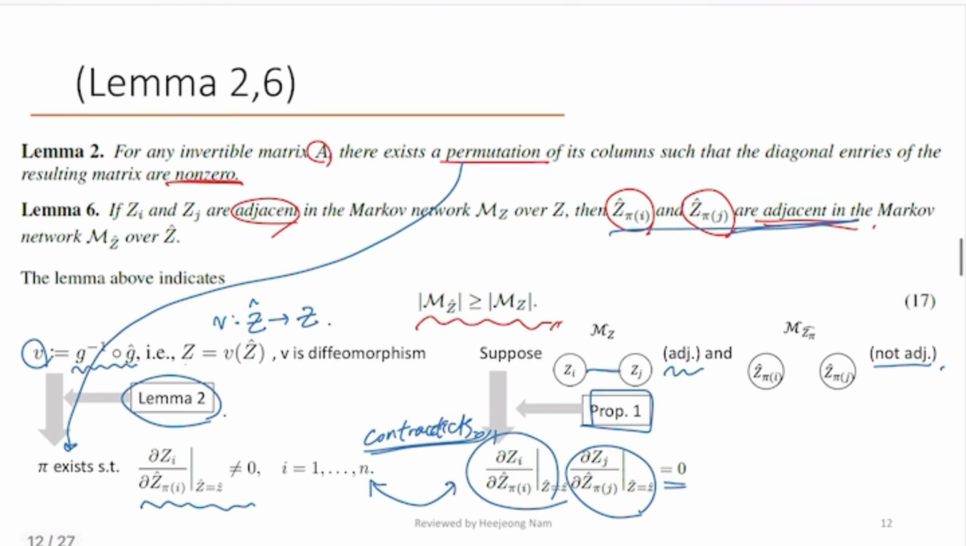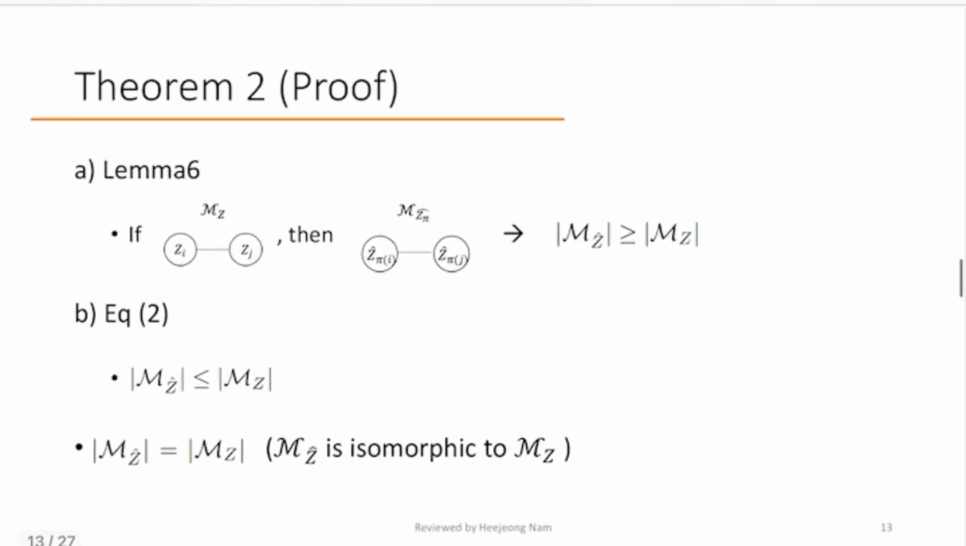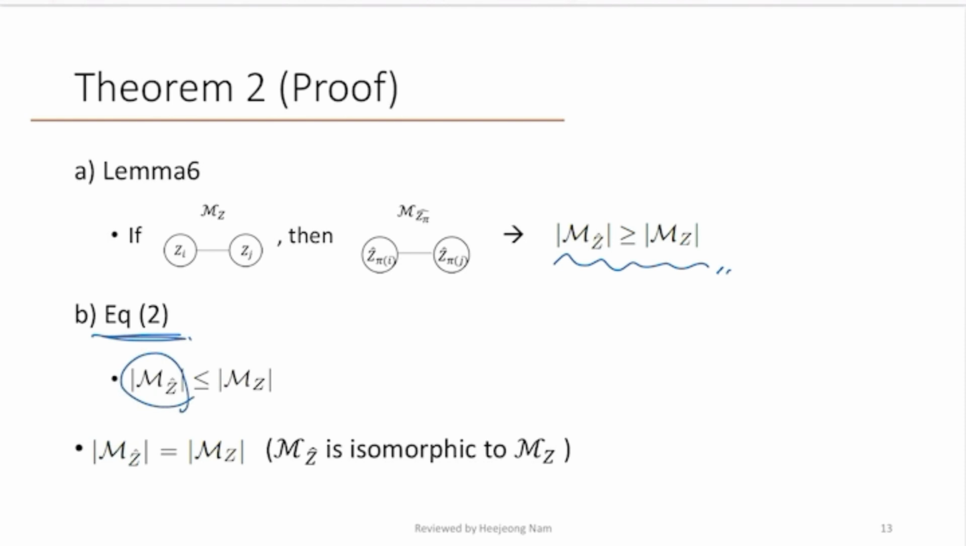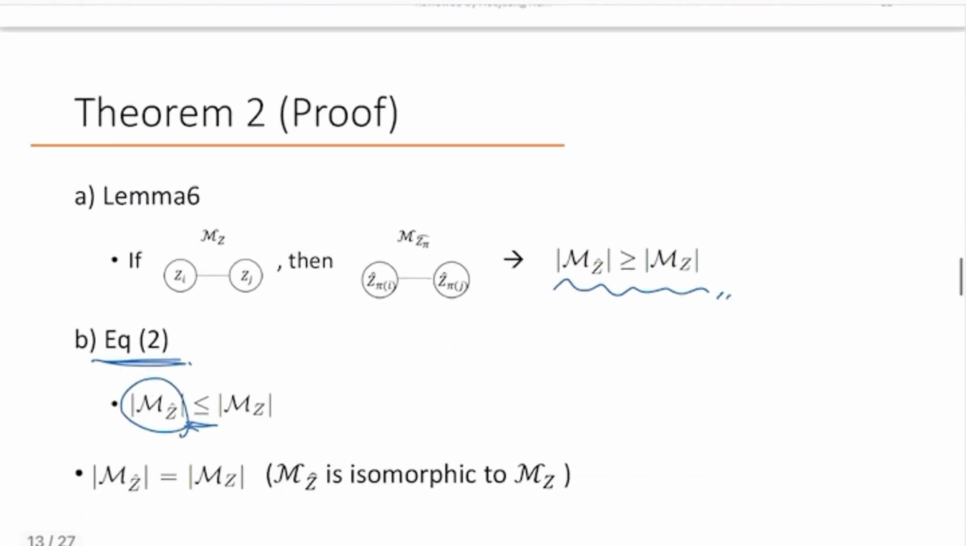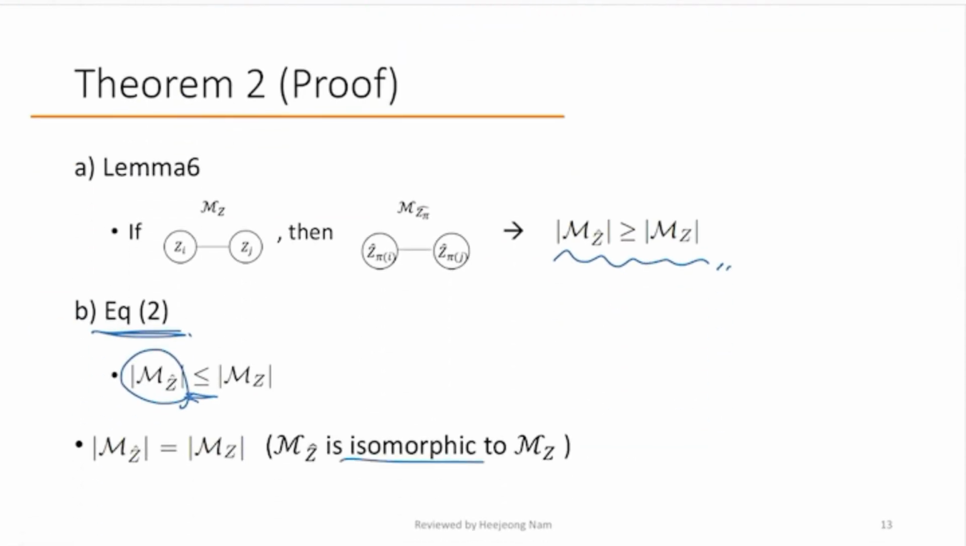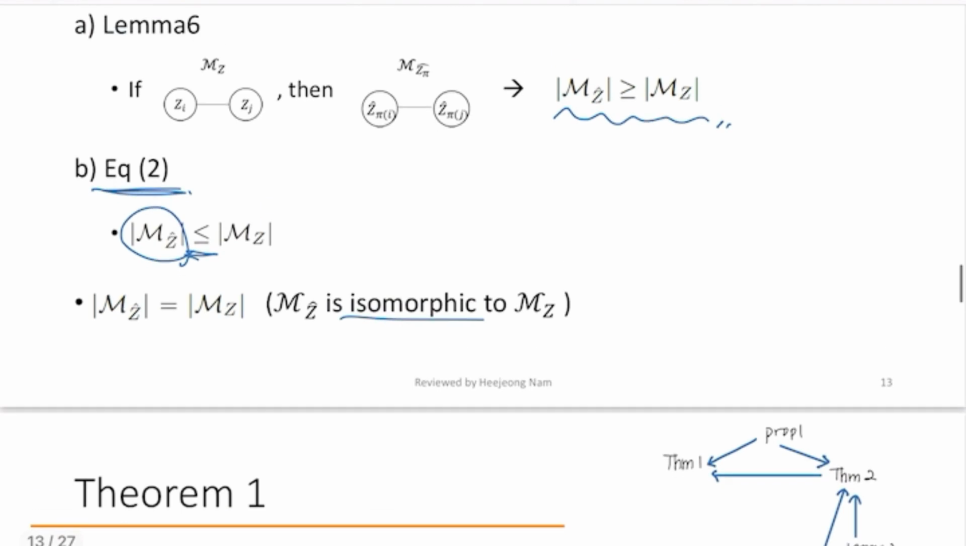And in the next slide, here we talk about the number of edges. As I said before, because of lemma 6, the number of edges in the learned Markov network is always greater than or equal to the number of edges in the true Markov network. But by considering equation 2, the number of edges in the learned Markov network is always smaller than or equal to that of the true Markov network, which means that they have the same number of edges and they are isomorphic. So we finished the proof of theorem 2.